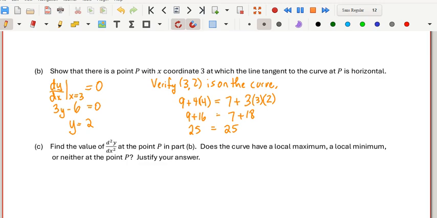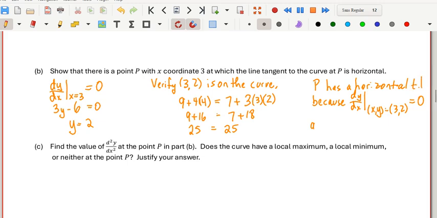And then what I'm going to say, just to answer the question, is that P, which is our curve, has a horizontal tangent line because dy/dx, evaluated at (x, y) = (3, 2), my actual point, equals 0. And (3, 2) is on the curve.